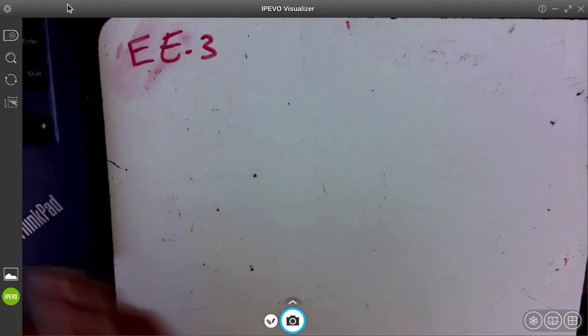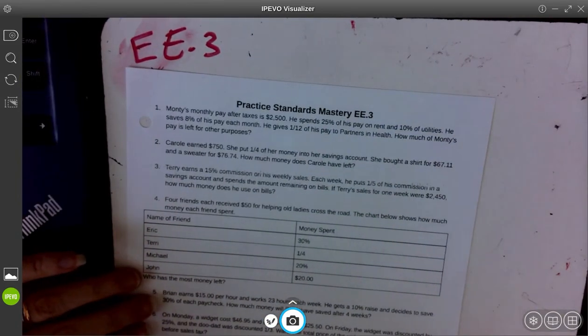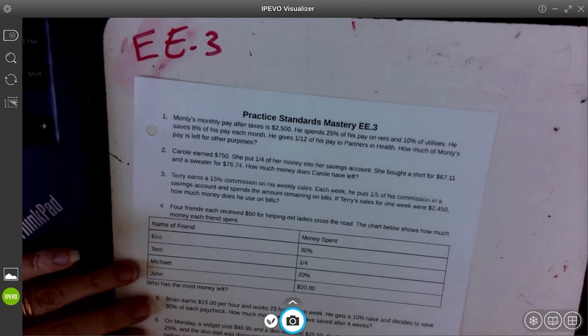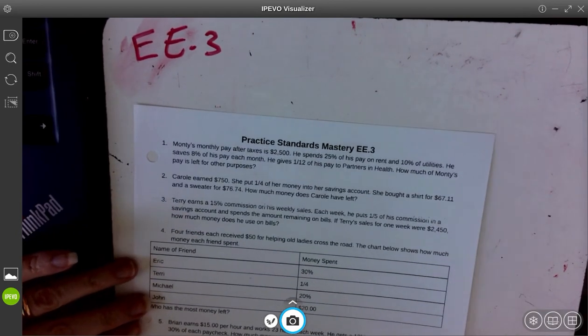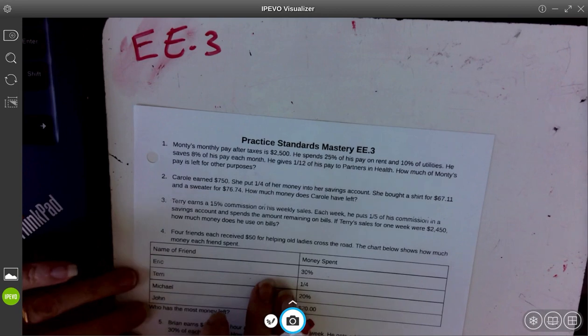All right, let's start with question 1 on EE3. Monty's monthly pay after taxes is $2,500. He spends 25% of his pay on rent and 10% on utilities. He saves 8% of his pay every month and then gives 1/12 of his pay to Partners in Health. How much of his pay is left for other purposes?